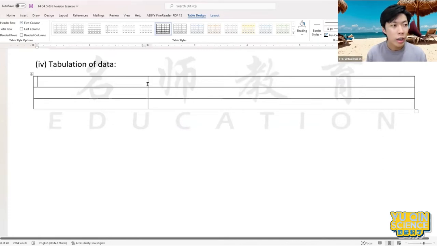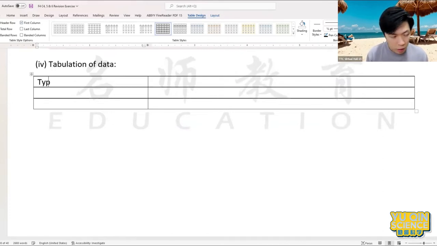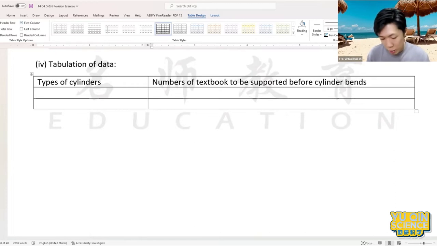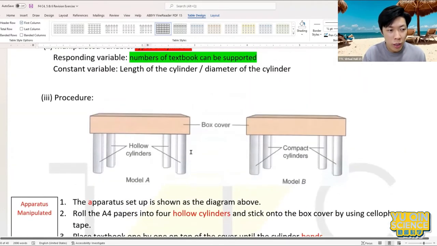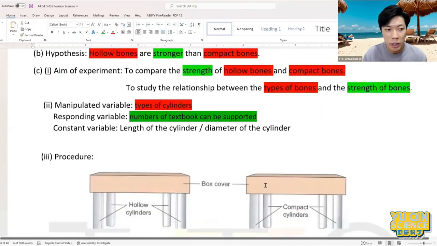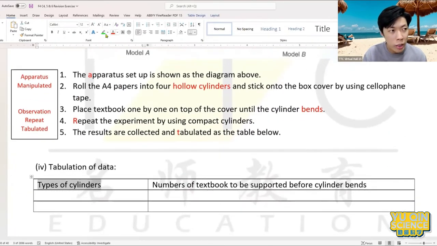Shortcut. The left side will be types of cylinders. The right side will be number of textbooks to be supported before the cylinder bends. I just want to add on to make it sound better. But both of these are exactly your manipulated and responding variables, guys. Don't panic. It's the same thing, just copy it down. This will be your manipulated, which is red in color. This is your responding, which is green in color.